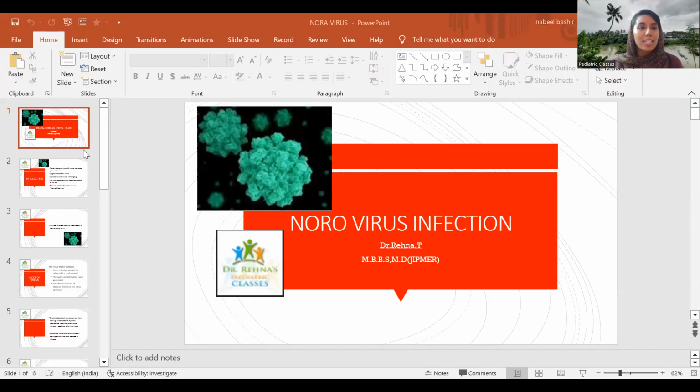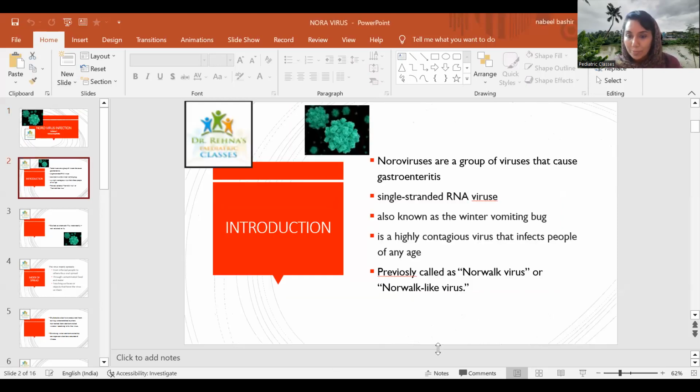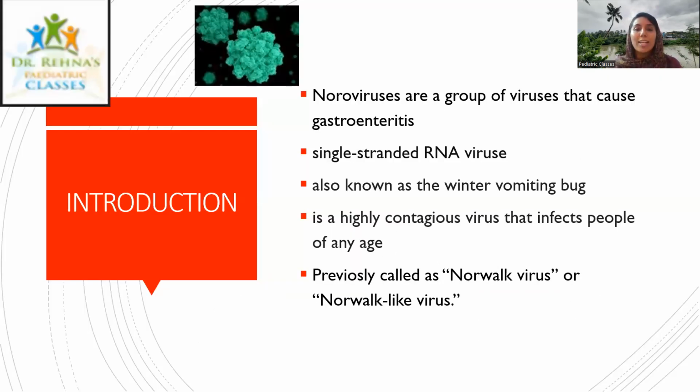So this is about the norovirus infection. What exactly is this norovirus? Noroviruses are a group of viruses that cause gastroenteritis. They are single-stranded RNA viruses. They are also known as the winter vomiting bug. It's a very contagious disease that infects people of any age.